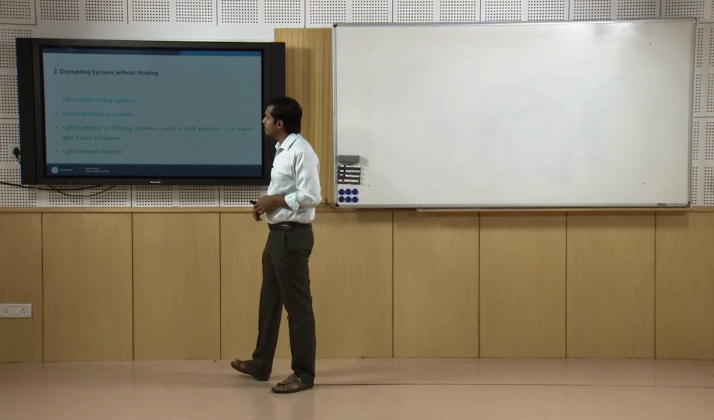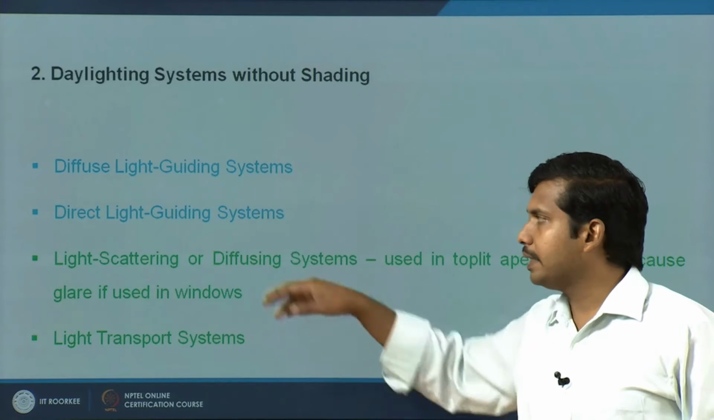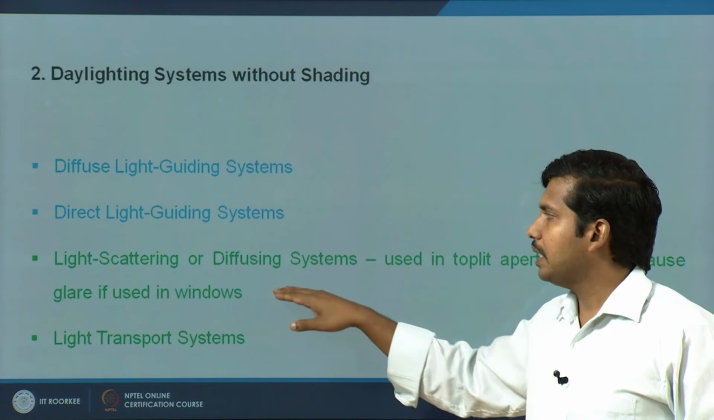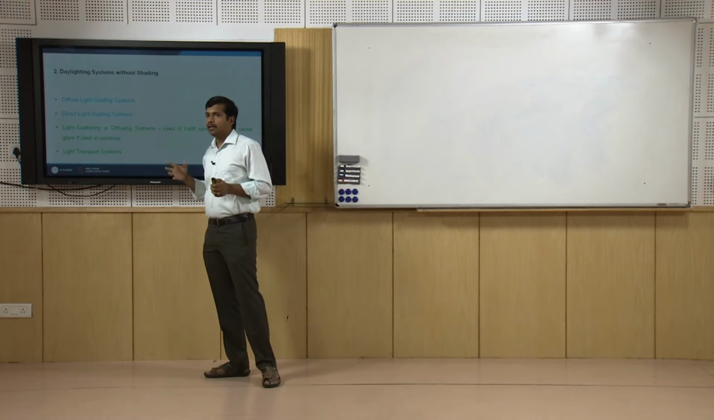Second type is daylight system without shading. Here you have diffuse light guiding system and direct light guiding system. Third type is light scattering or diffusing system. Mainly they are used in top lit apertures. They are primarily light scattering systems.